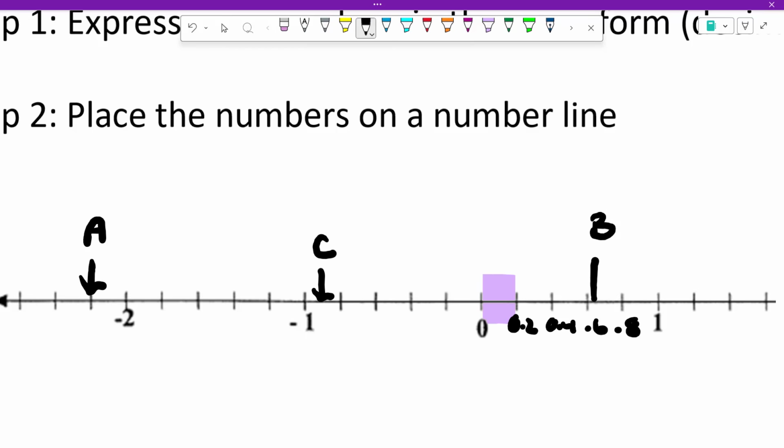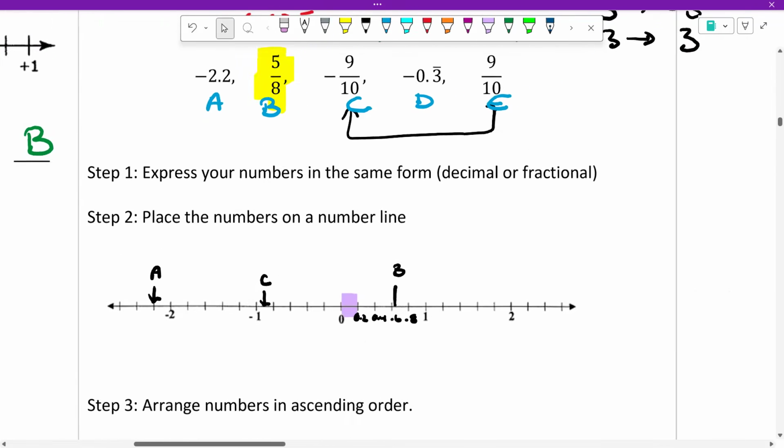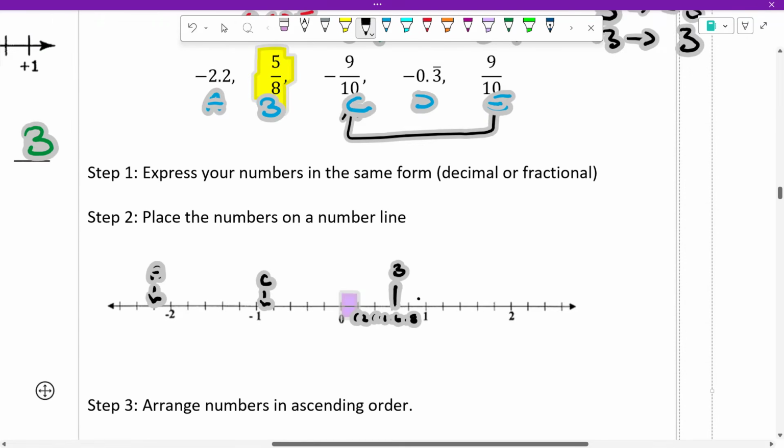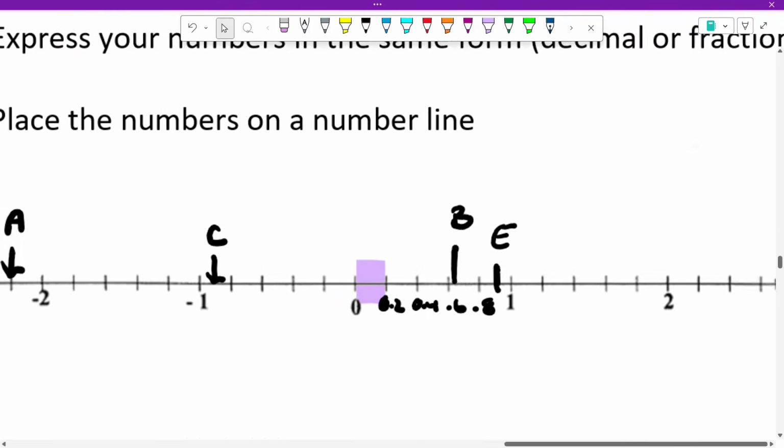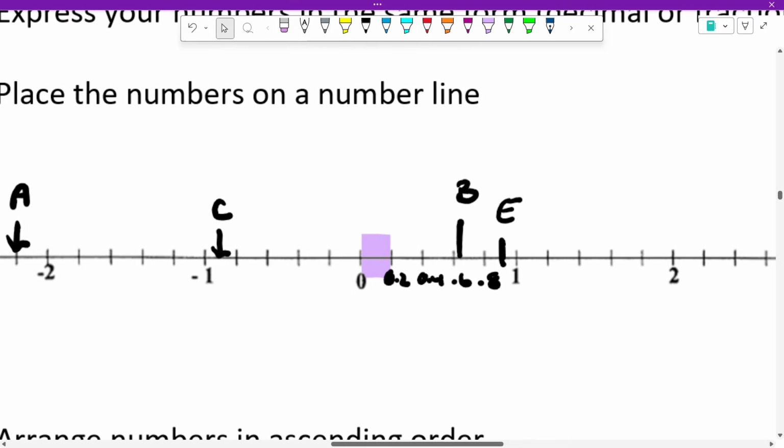Now this is where the word opposite comes into play. Let's skip the next one. The other one's opposite. So that means it's a mirror image of this. This is on the negative side. The other one is going to be a mirror image of it on the positive side. So E, mirrored on the other side. That's where E would be. A little bit less than 0.1.